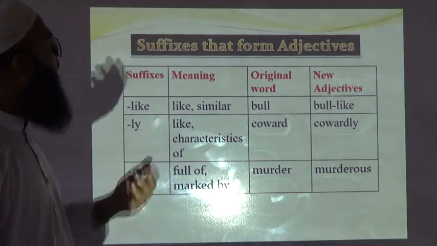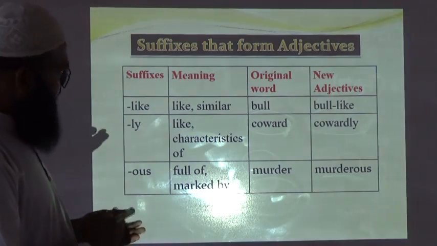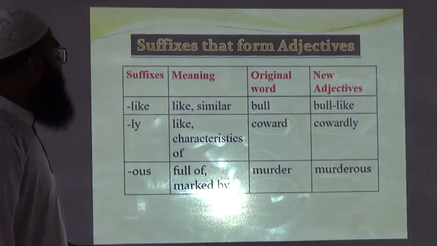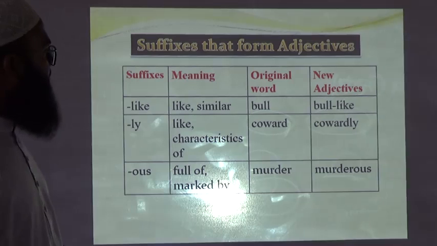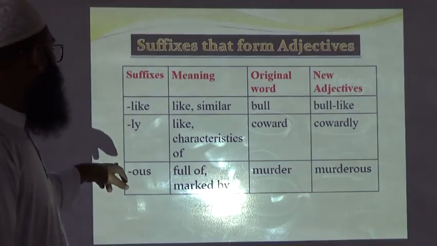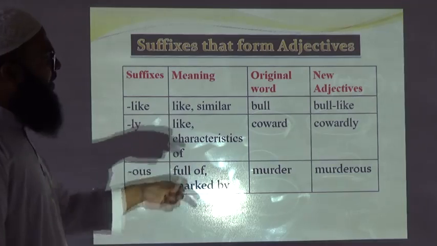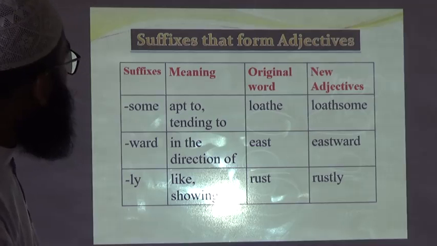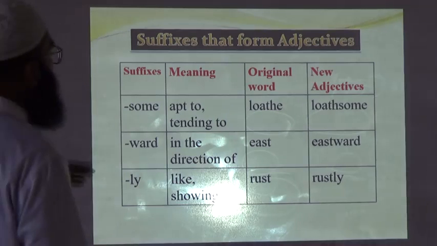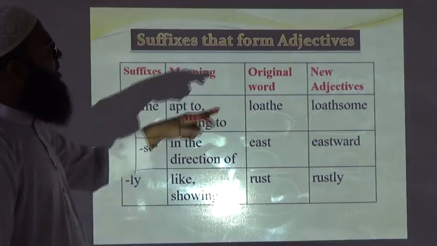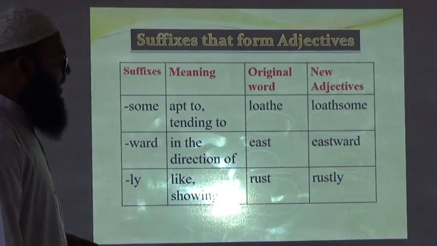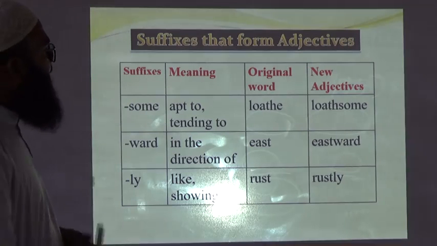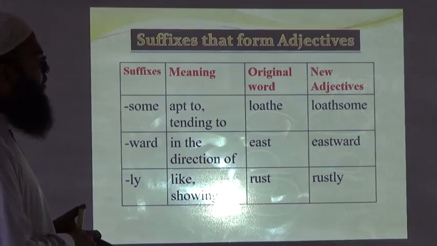LIKE, like or similar. Bull-like, human-like, similar to a bull. LY, like, characteristic of, cowardly. OUS, full of, marked by, murderous. SOME, apt to or tending to, loathsome. That means hate. Loathsome, hateful. WARD, east to eastward, that means toward the east.